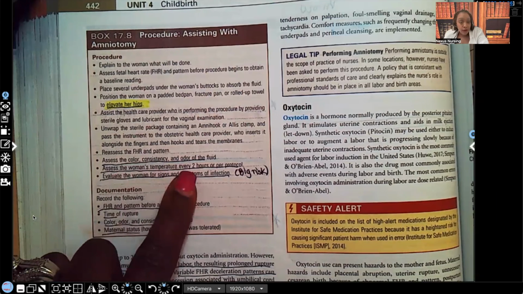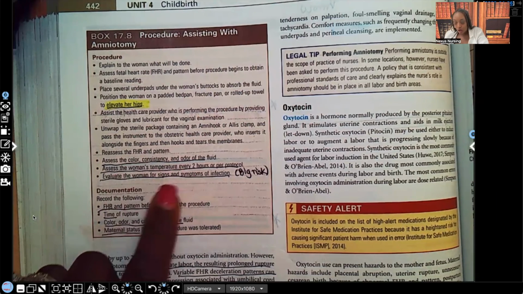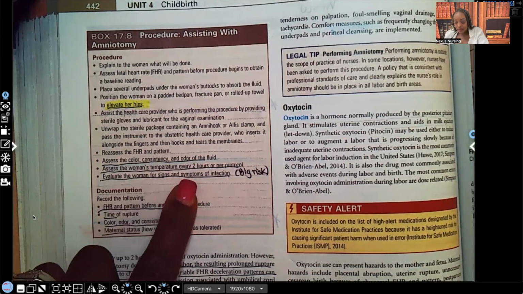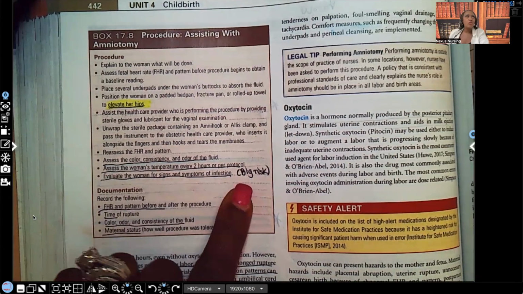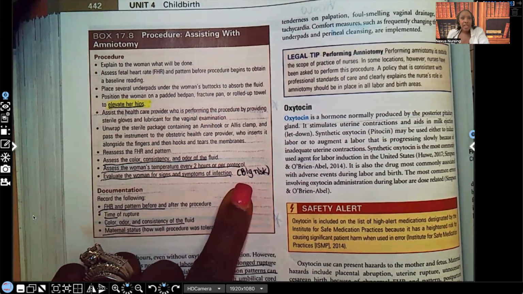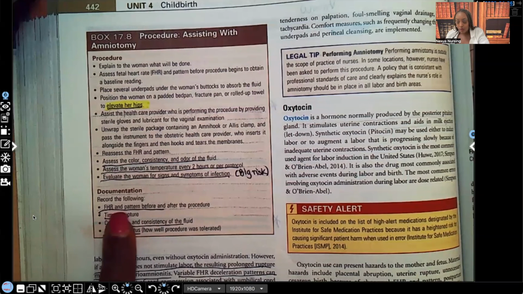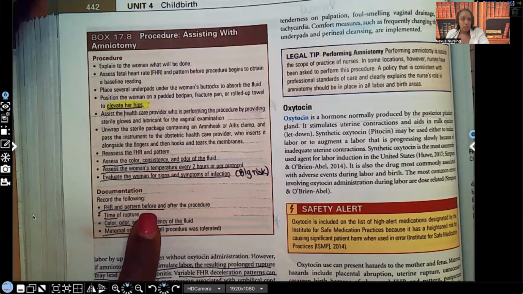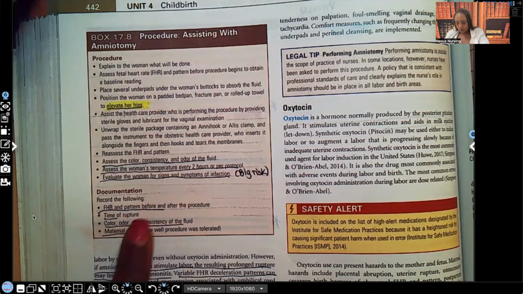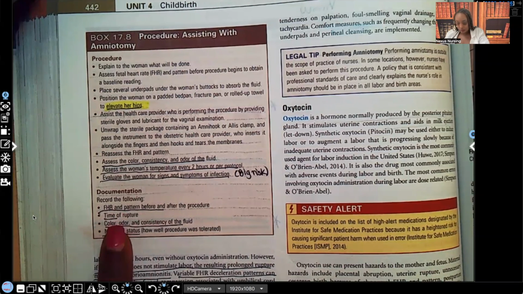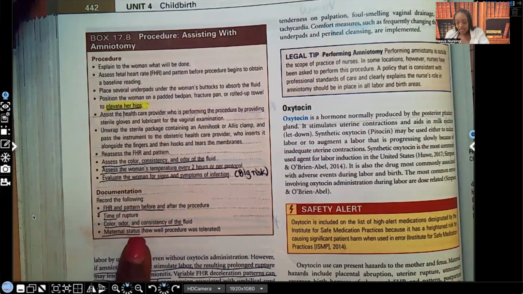Assess the woman's temperature every 2 hours or per hospital protocol. Evaluate the woman's risk for signs and symptoms of infection. Because remember, guys, anything we do that is invasive, there's a chance of us introducing bacteria and causing infection. She's at high risk for infection when it comes to amniotomy. So we have to be watching her closely, taking her temperature, looking at those WBCs. When it comes to documentation, you're going to record the fetal heart rate and pattern before and after the procedure. Before, we need a baseline, don't we? The time of rupture, the color, odor, consistency of the fluid, and the maternal status, how well the procedure was tolerated.